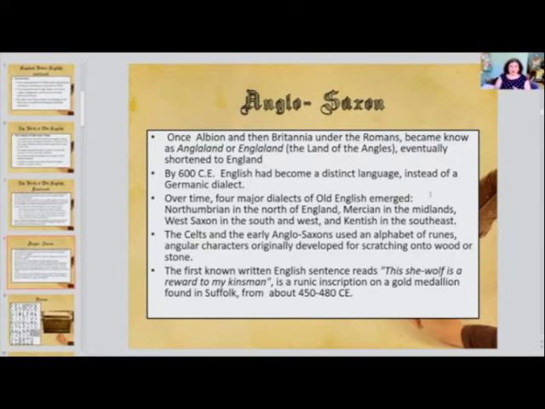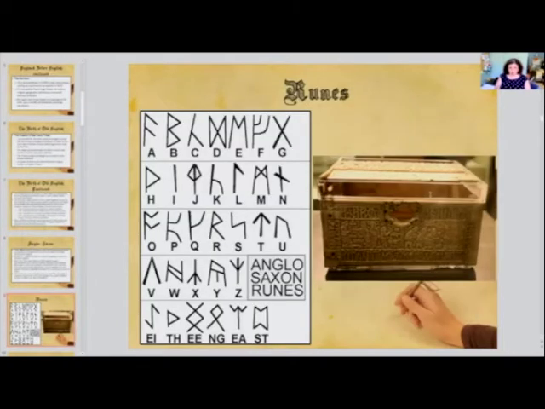So we do have remaining written language as far back as 450, 480 CE. And the first known English sentence reads, "This she-wolf is a reward to my kinsmen." And it was a runic inscription on a gold medallion found in Suffolk. This is what runes would look like. You can see they're very sharp and angular, all things that would be easy to carve into rock or stone.